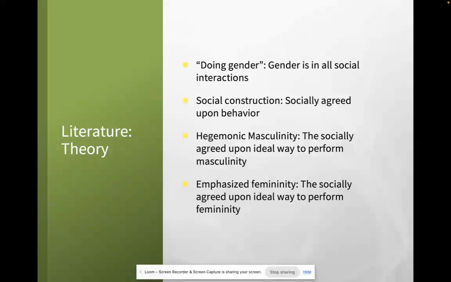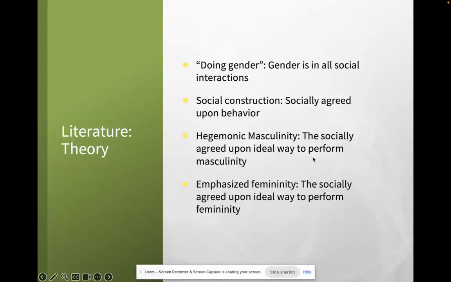Now, there's different ways that we sort of refer to masculinity and femininity within the field of sociology. But the two main things that are important for this study is hegemonic masculinity, which is a socially agreed upon ideal way to perform masculinity. So if you think about masculinity as a hierarchy, the most prized ideal form of masculinity that men are attempting to achieve would be hegemonic masculinity.